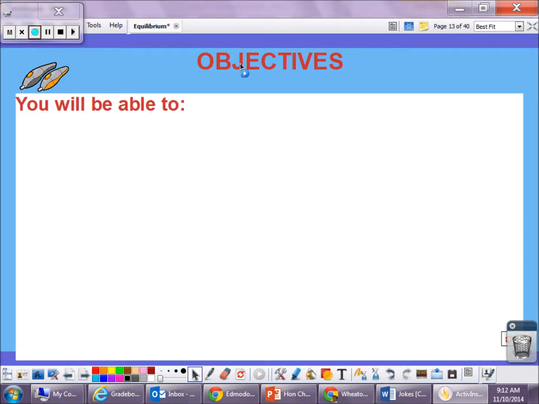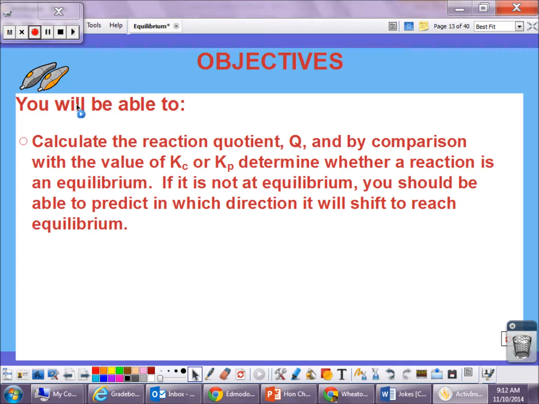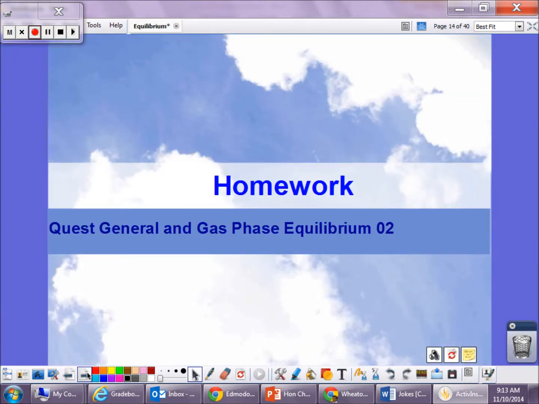Objectives: you will be able to calculate the reaction quotient, and by comparison with the value of Kc or Kp, determine whether a reaction is in equilibrium. If it is not at equilibrium, you should be able to predict in which direction it will shift to reach equilibrium. Your homework is the quest general and gas phase equilibrium 2.